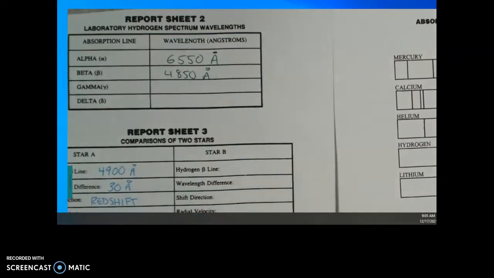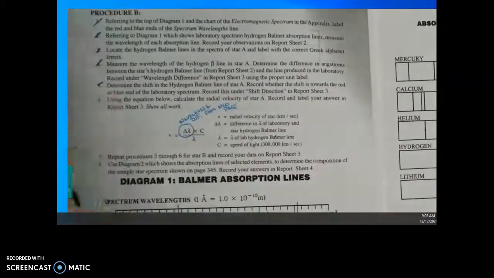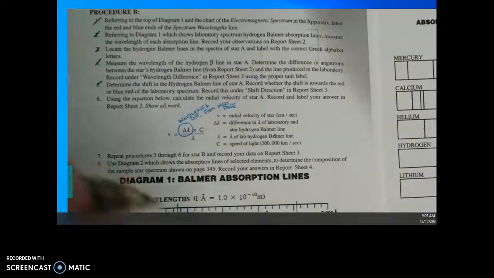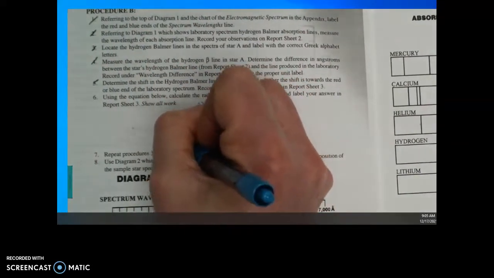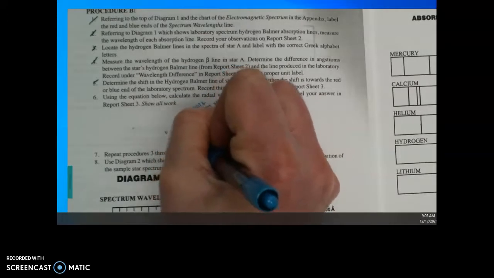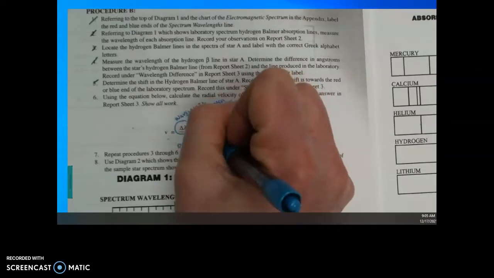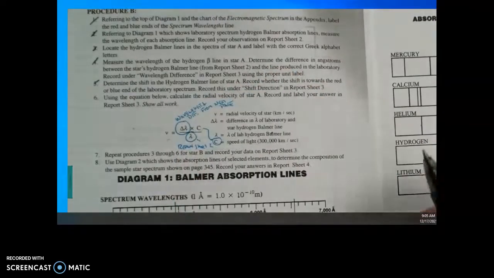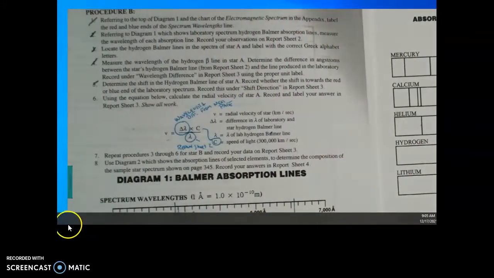Now it's really just going to be a matter of plugging things in. And some of the units are going to cancel out too. If you're into unit analysis, I'll spare you that right now. But this was from report sheet 2. And this you get right there. So you have everything you need. So if I go ahead and start punching these things in here.